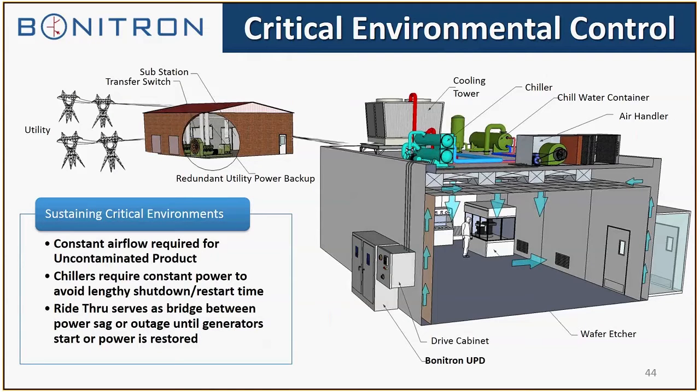We do a lot with critical environmental control. This once again is a clean room, and this basically shows the power layout. You're going to have redundant backup at the utility, but when something trips, it's going to take a little bit of time, a second or two, or less than a second, to switch over to an alternative power source or alternative line.